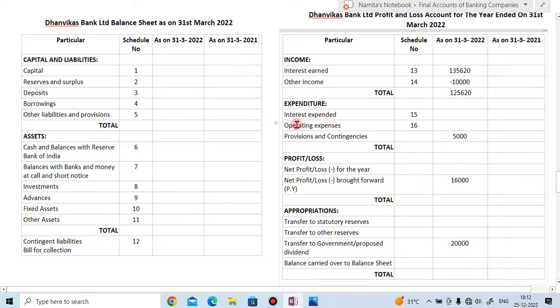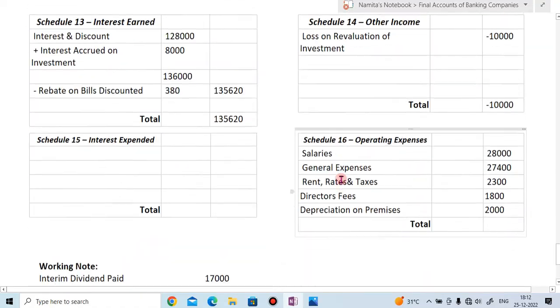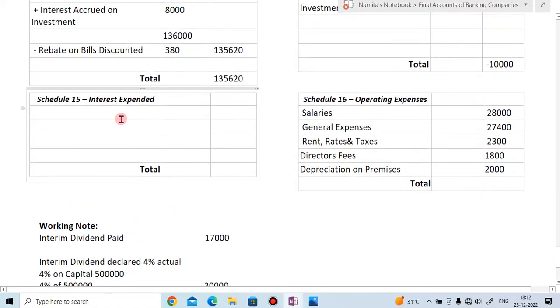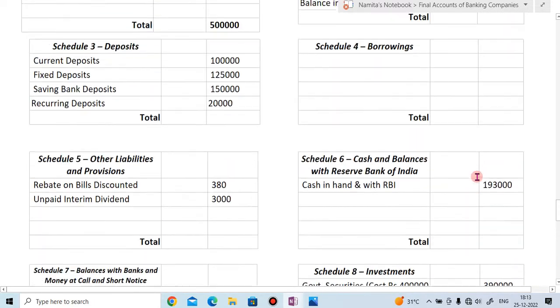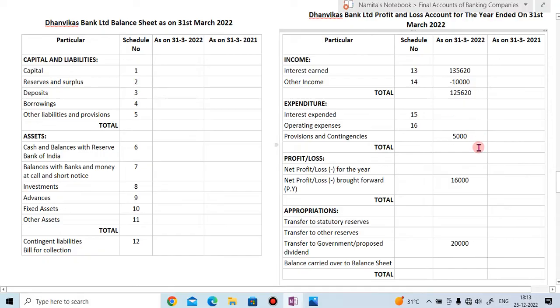Now expenditure, interest expended and operating expenses. So schedule 15, the total of schedule 15. In schedule 15 there are no entries, so it is nil. It is nil, right? Now schedule number 16, operating expenses. Add all these operating expenses. So total will be 61,500. Okay, 61,500.